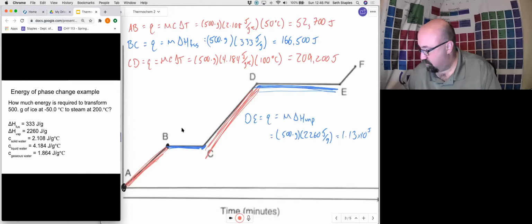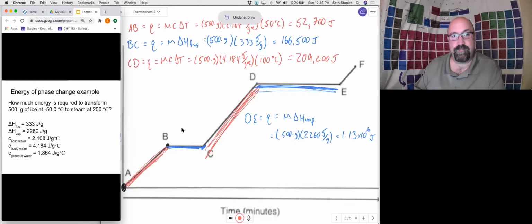That gives 1.13 times 10 to the 6 joules.